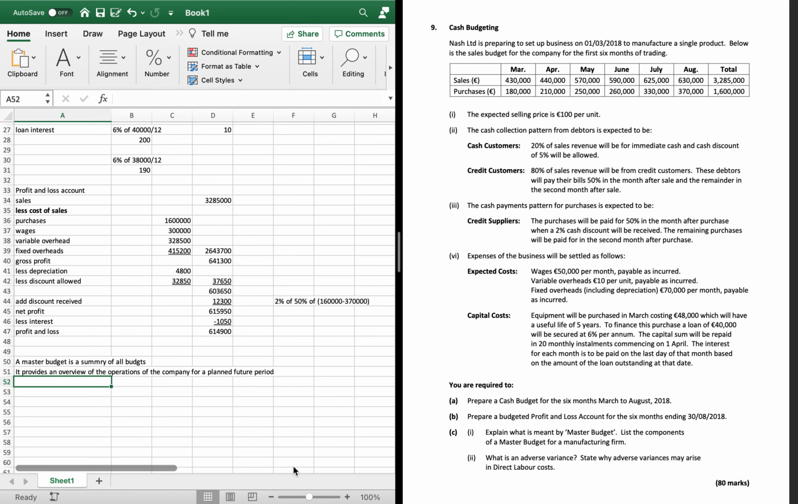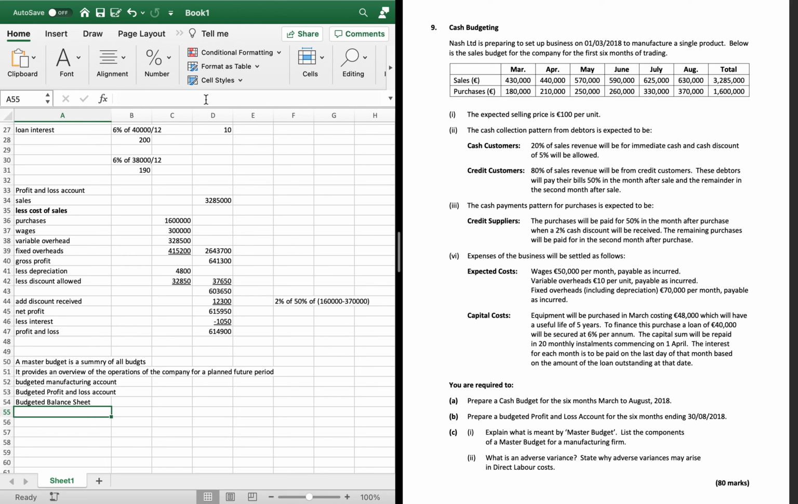So list the components of a master budget. So the components of a master budget are a budgeted manufacturing account, a budgeted profit and loss account, and a budgeted balance sheet. So it's your final accounts basically, and that's what makes up your master budget.